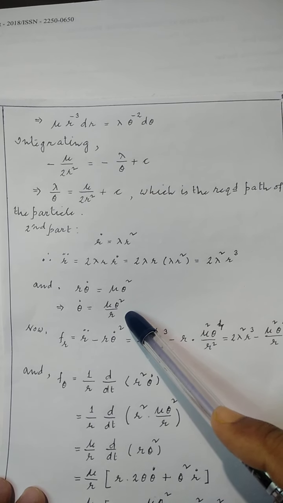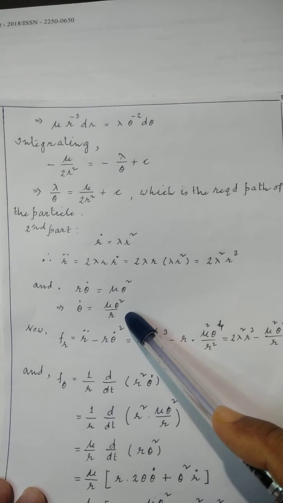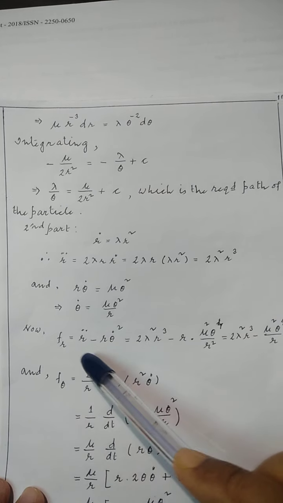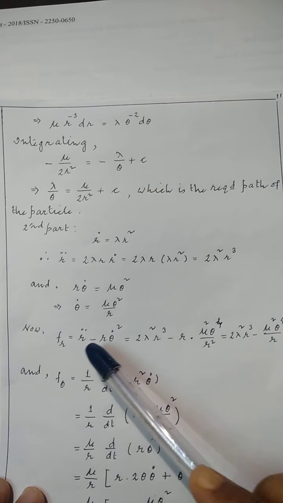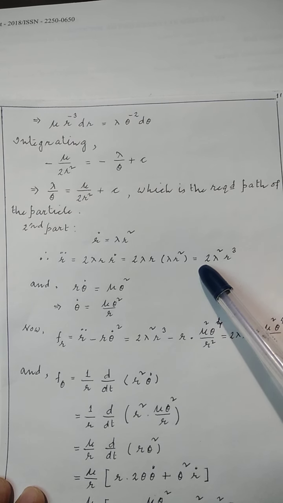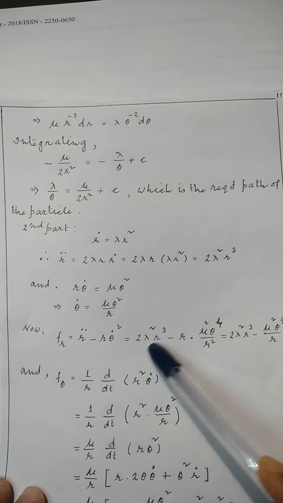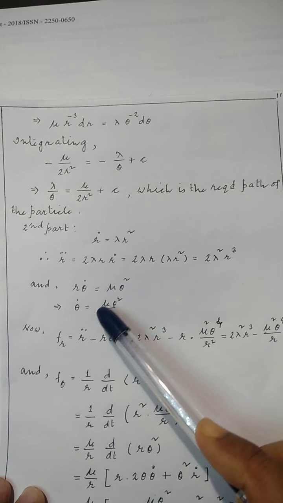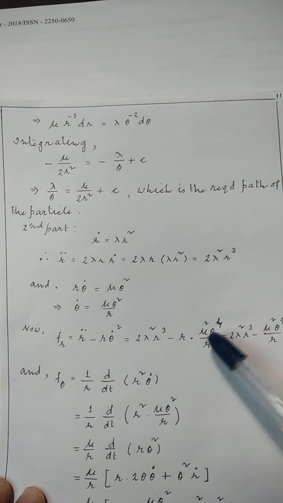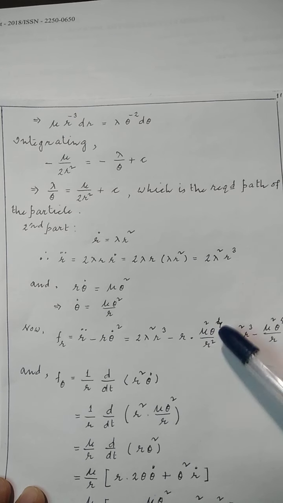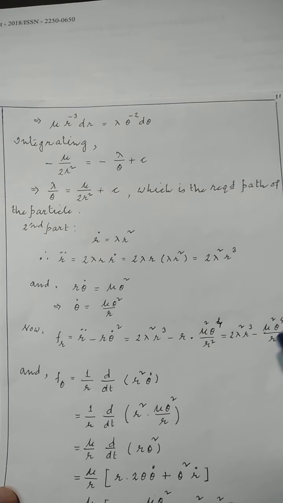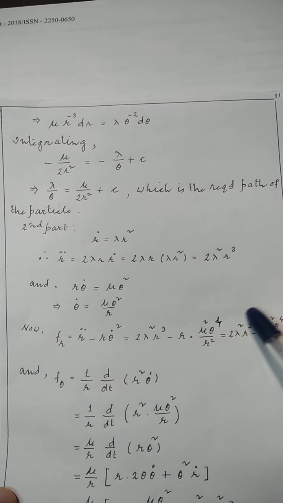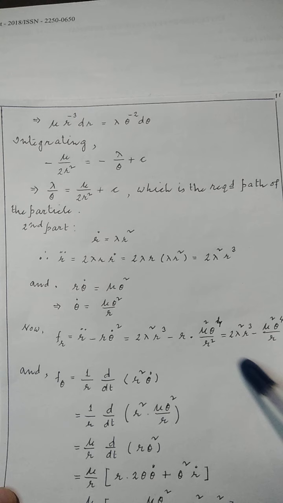Okay, now let's find out the radial acceleration. It is denoted by f of r, and the expression for this is r double dot minus r theta dot square. R double dot we have already calculated, it is twice lambda square r cube, minus r times theta dot square, where theta dot is mu theta square by r, so squared it gives mu square theta to the power 4 by r square. After simplifying you will get twice lambda square r cube minus mu square theta to the power 4 by r. This way you will get the radial acceleration.